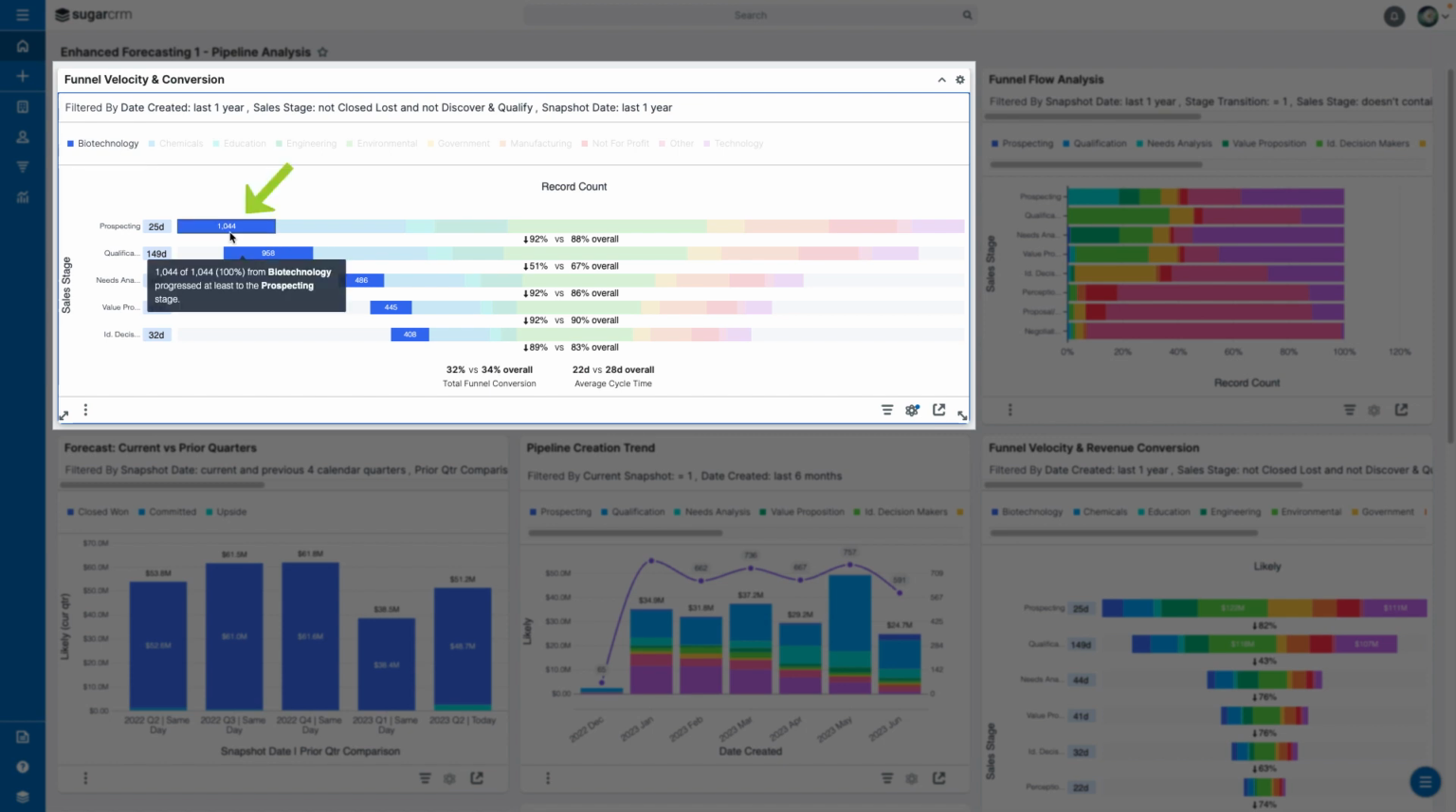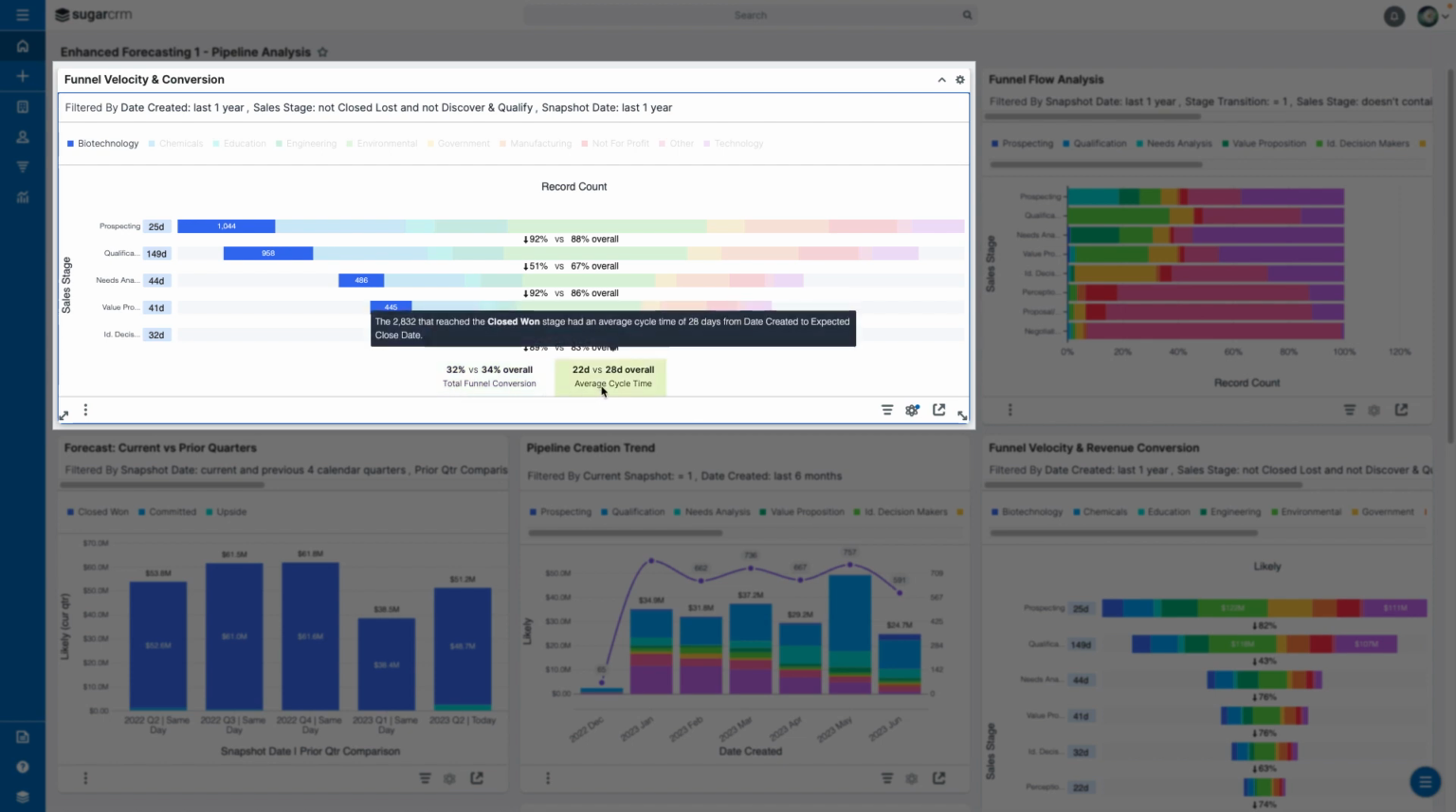For instance, there are 1,044 opportunity records for biotechnology that were created in the past year that have gone through at least the prospecting stage. Of those, 486 progressed to at least the needs analysis stage. And any opportunities that did not reach the needs analysis stage were marked as closed lost at some point in time earlier in the cycle. I can also see that the biotechnology opportunities show a slightly lower funnel conversion rate and a slightly faster cycle time than our overall data.